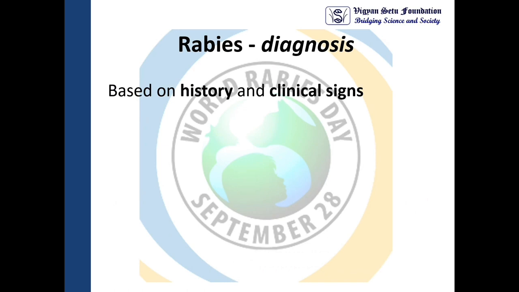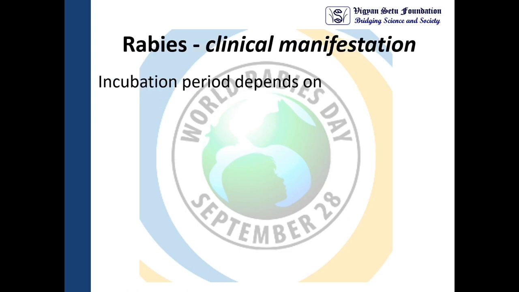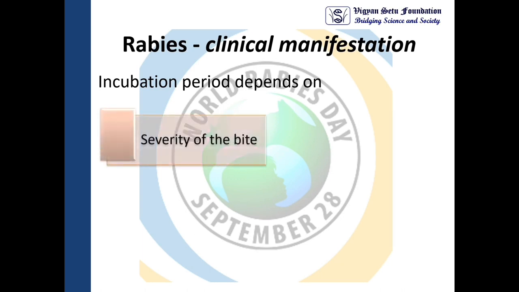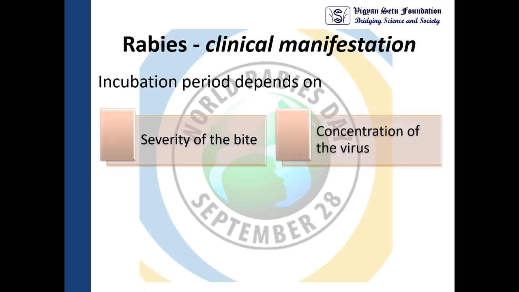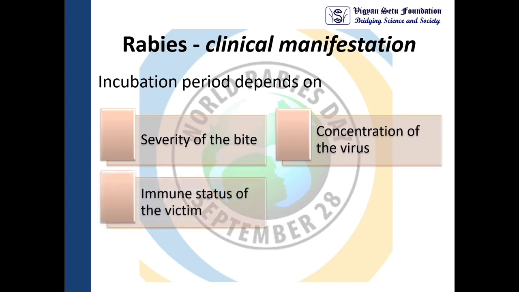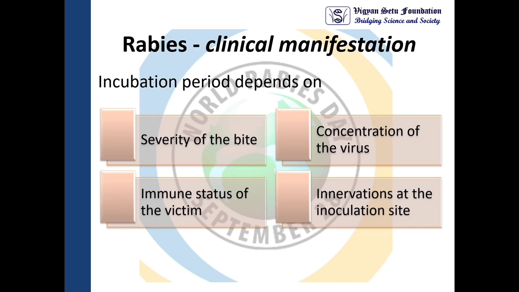Diagnosis of rabies is based on the history of bite or non-bite exposures of the suspect animal and of course the clinical signs. The incubation period of rabies depends on how severe or deep the bite wound is, how much of the virus has been inoculated, the immune status of the victim, and the number of nerves present at the site of the bite.